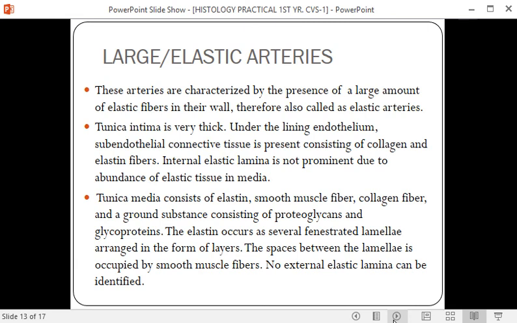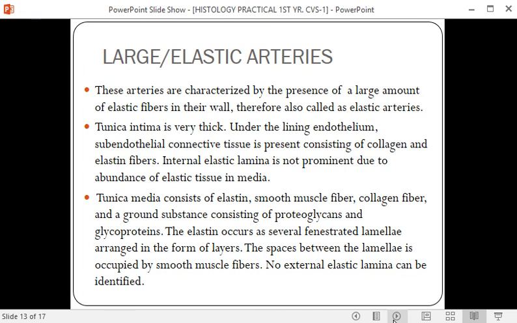Now we'll discuss the large arteries or the elastic arteries. These arteries are characterized by the presence of a large amount of elastic fiber in their wall. Therefore, they are also called elastic arteries. Now, tunica intima is very thick. Under the endothelium, subendothelial connective tissue is present, which consists of collagen and elastic fibers.